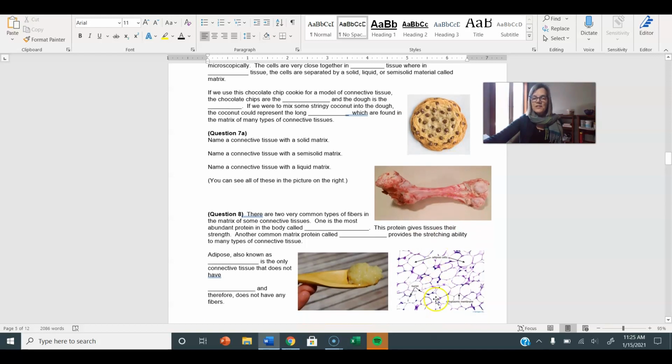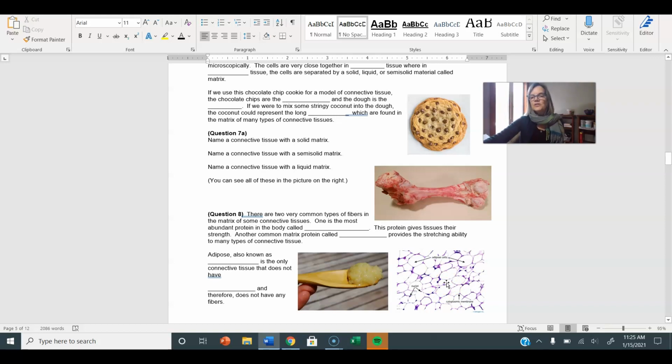There is one exception. Here's a microscopic view of adipose, which is fat tissue, and you'll notice that these are just big open cells. It turns out adipose is an exception because it's a connective tissue without a matrix. It does have cells that are close together.